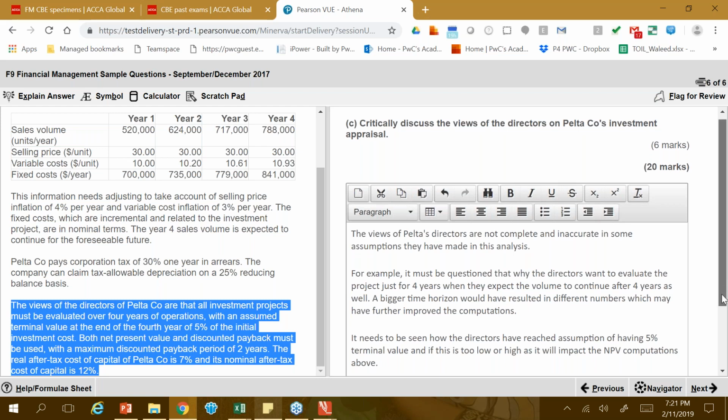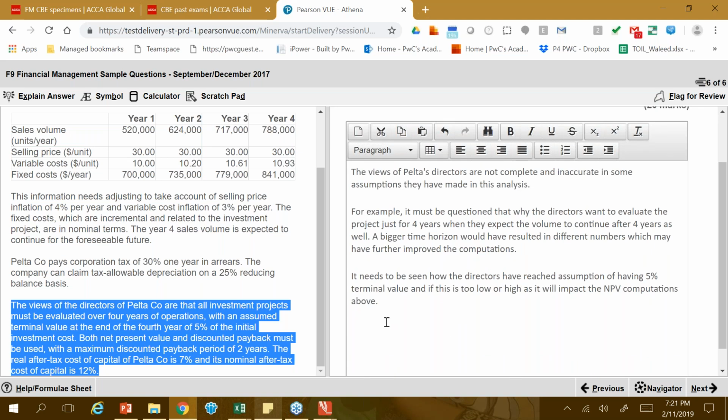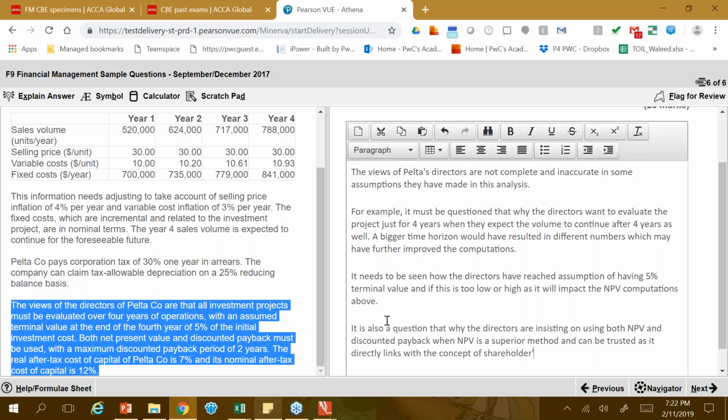Then, third point, both NPV and discount payback must be used. It is also a question why the directors are insisting on using both NPV and discounted payback when NPV is a superior method and can be trusted as it directly links with the concept of shareholders' wealth. It can be seen above that NPV and discounted payback gave conflicting answers. NPV said accept, discounted payback said do not accept.